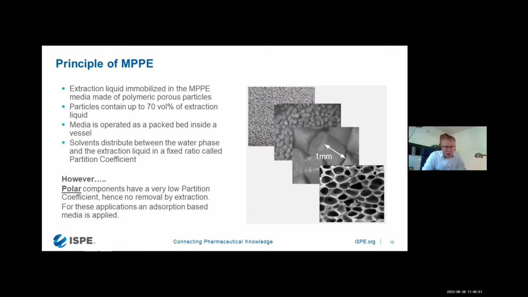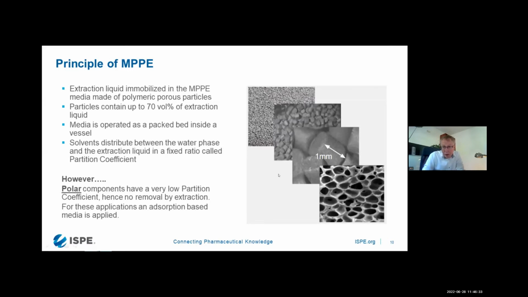And if you look at this particle with a scanning electron microscope, then you will see that it is very porous. So you see the pores at the bottom right, and basically these pores are roughly a few microns large. So what we do next is that we have a solvent in these pores, and this solvent is basically your extraction liquid to remove the solvents from the wastewater. So this extraction liquid is present in the particles at roughly 70 volume%.